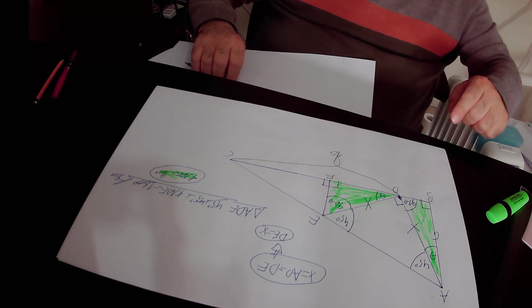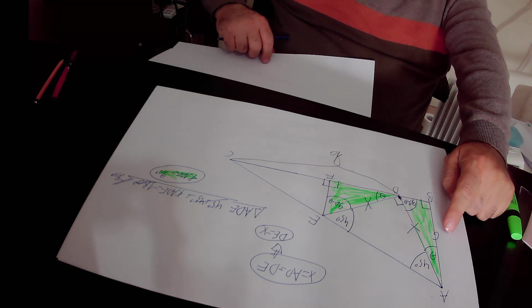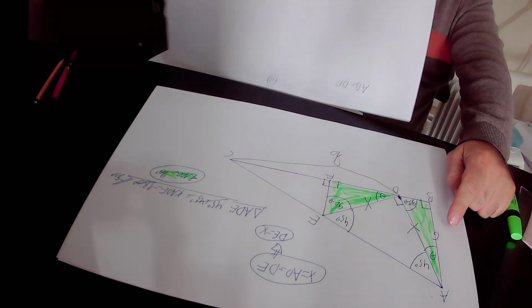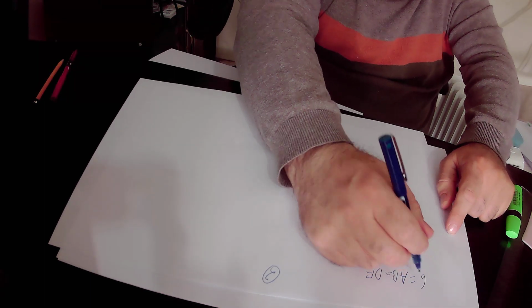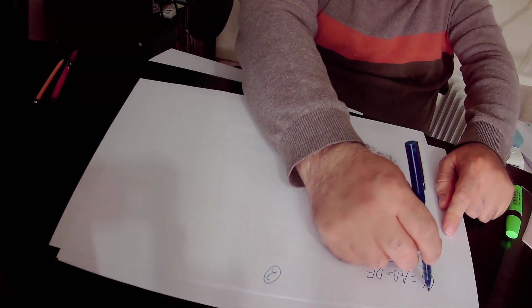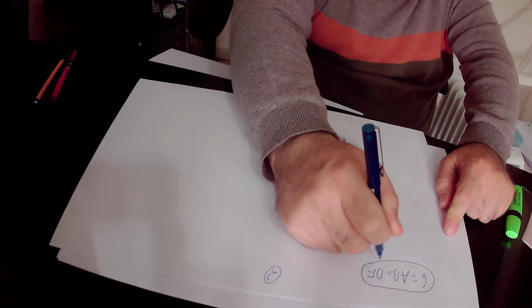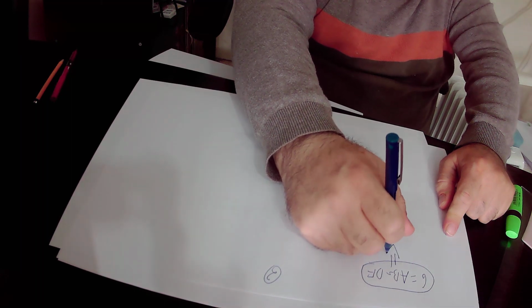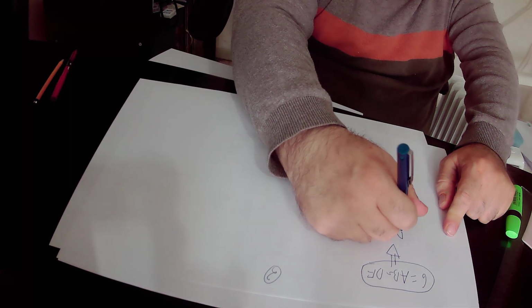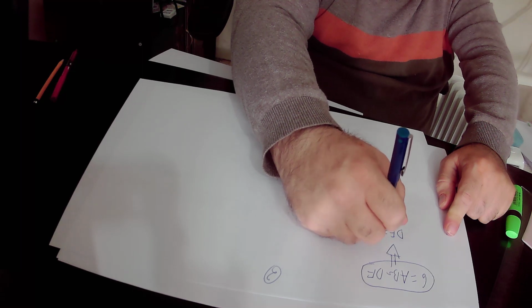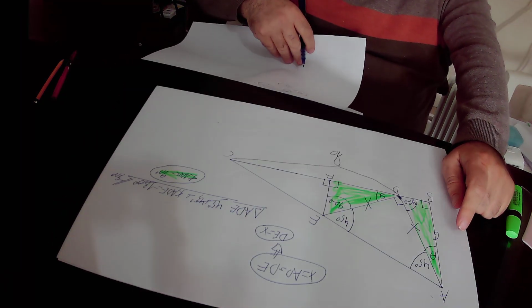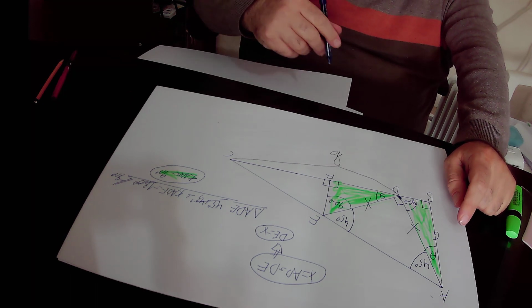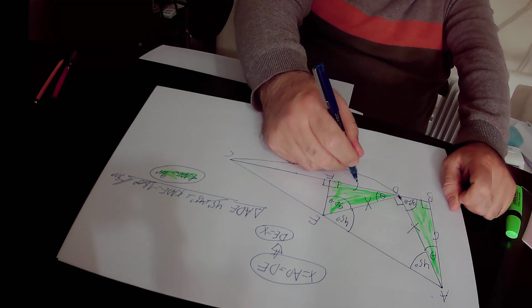Okay? But it is given in the question that AB equals 6. So we can write here that AB is equal to 6. And from this equation, 6 equals AB equals DF, we will derive that DF is also equal to 6 units. So we can write here that DF equals 6 units.